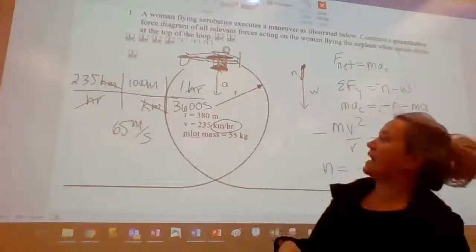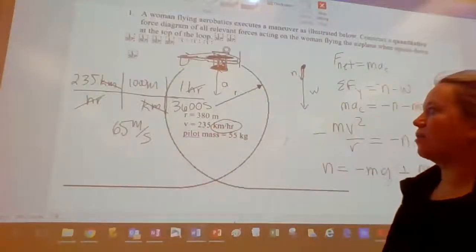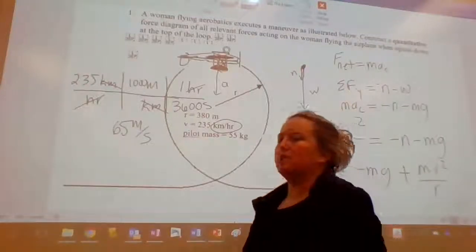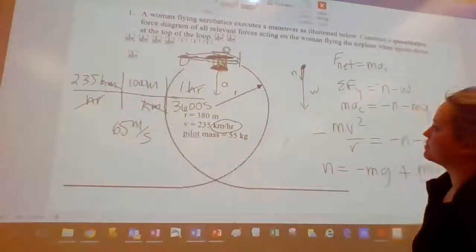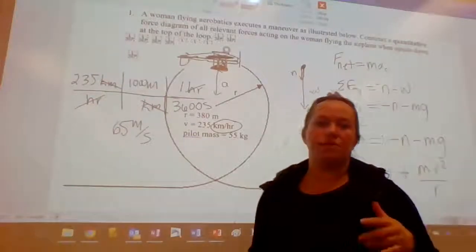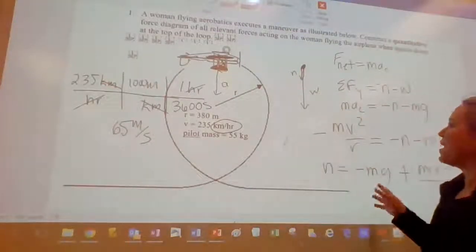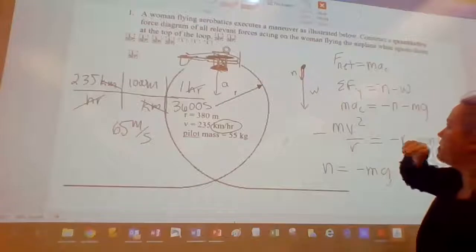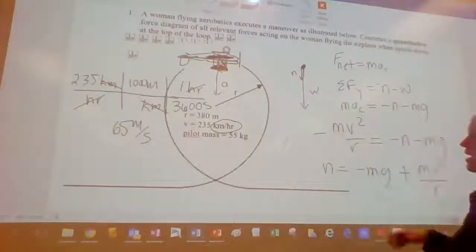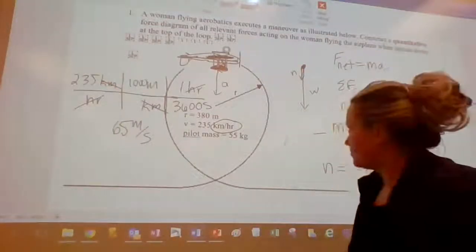So the problem that we did today, we were talking about a woman in an airplane and how her normal force was in relationship to her weight at the top of the loop. Now, one of the things that happens sometimes when we're doing these problems is we identify that forces are vectors, so they have direction, and we identify that direction on the problem when we do our free body diagram. When we go through and do the math, we're moving things around, and sometimes we get a little confused, and I don't want there to be any confusion.